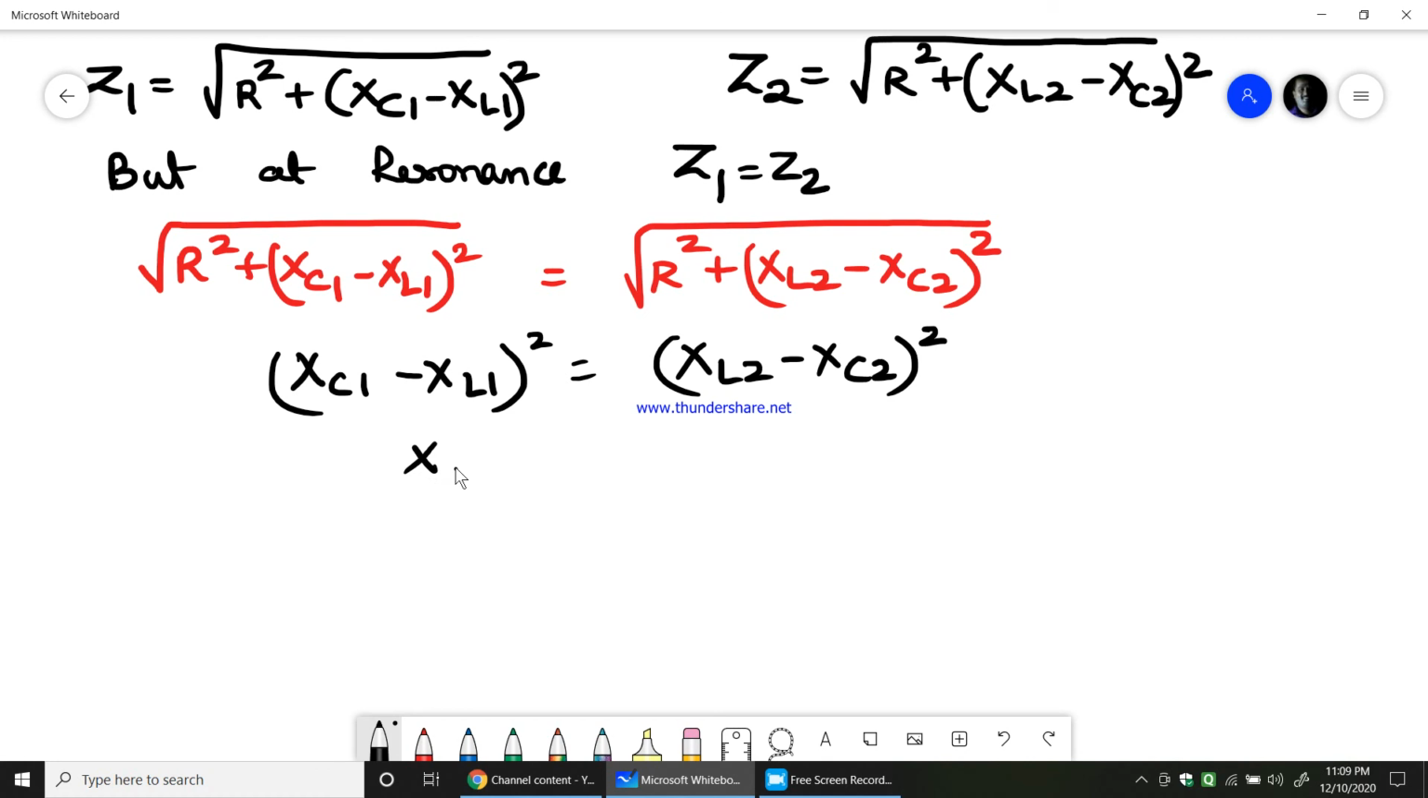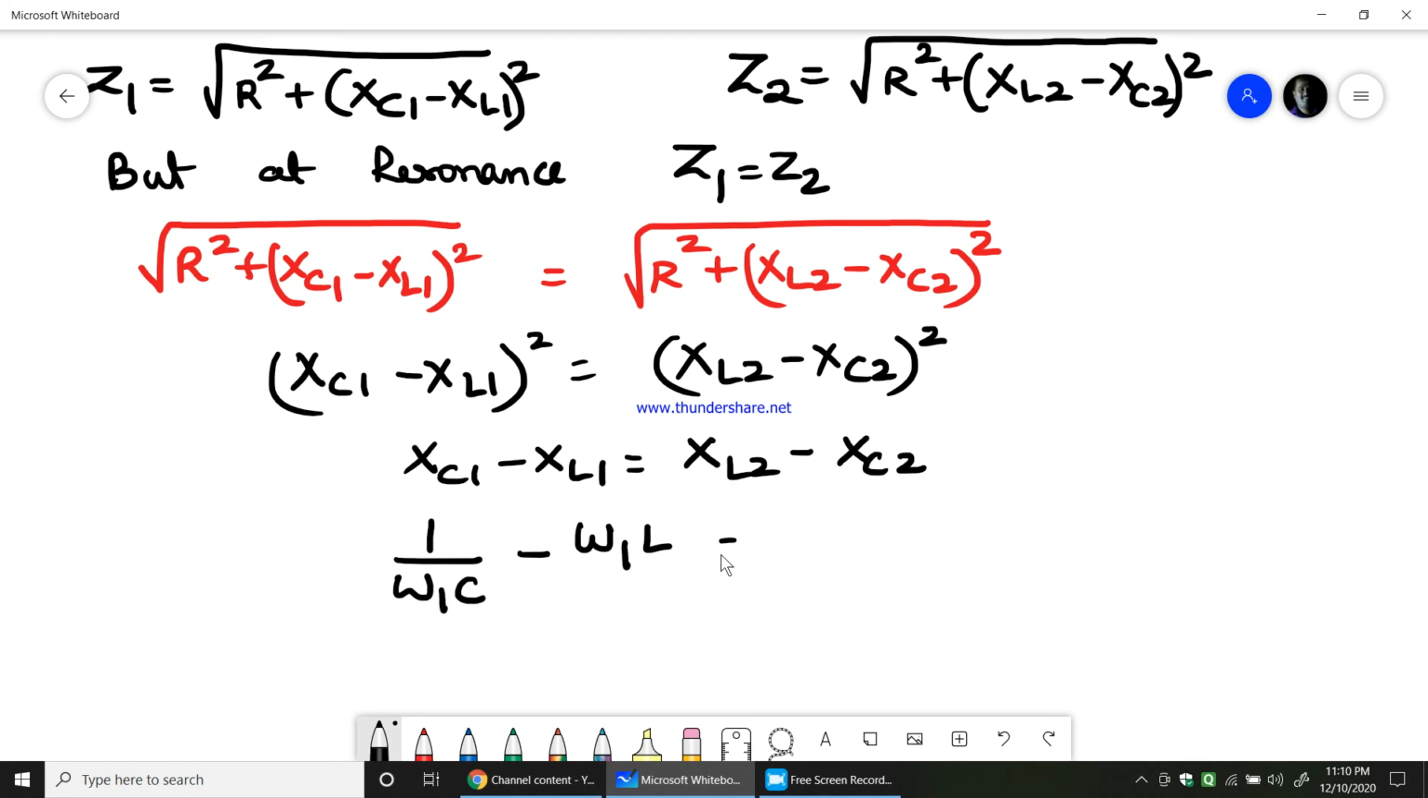Therefore Xc1 minus Xl1 equals Xl2 minus Xc2. This is the final term that we normally get. So now what we do is we'll substitute for these reactances. We know that Xc1 is 1 by omega 1 into C, Xl1 is omega 1 into L. This is omega 2 into L minus 1 over omega 2 into C.